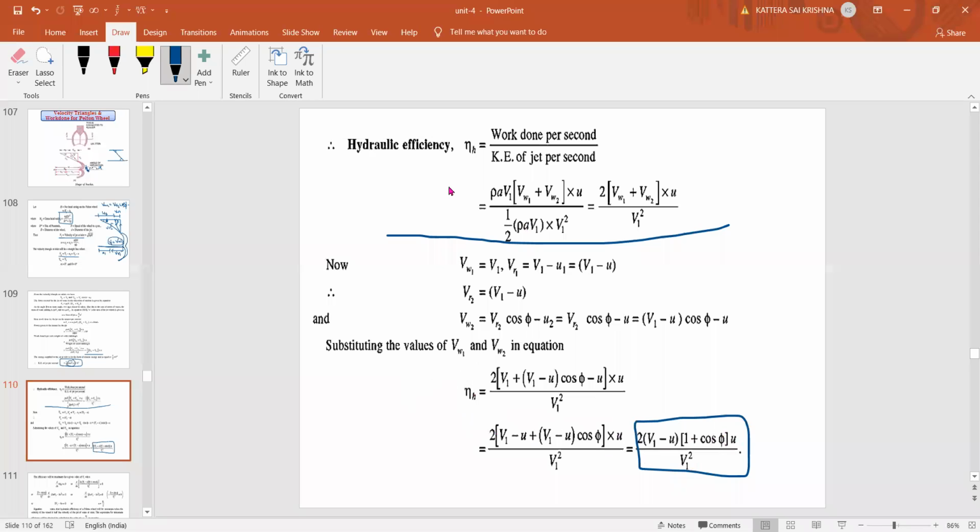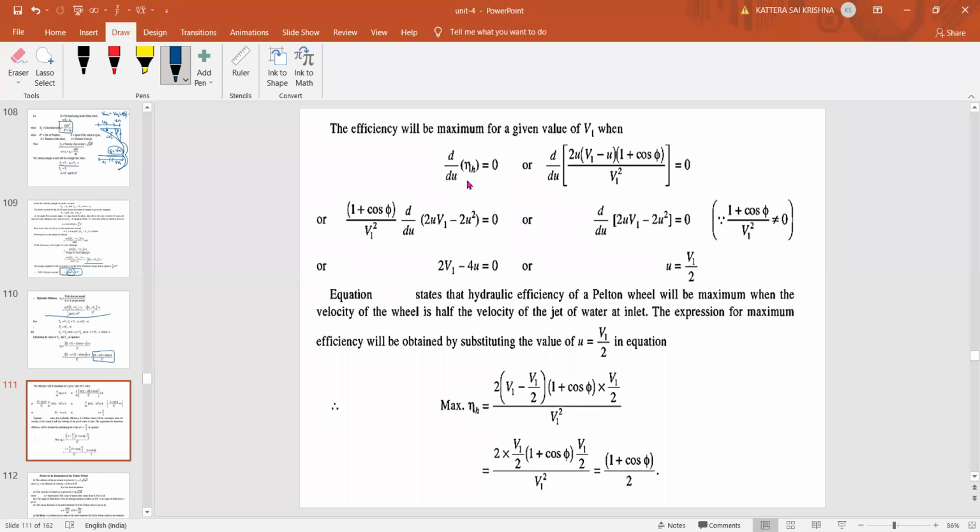For getting the maximum efficiency, what we need to do is differentiate this with respect to U, the velocity of the blade. At last, when you do this, you will get this term. When U is half of the jet velocity, that is, when the blade velocity is half of the jet velocity, we will get the maximum efficiency, right? So this point is very important. When blade velocity is half of the jet velocity, we'll get the maximum hydraulic efficiency, right?